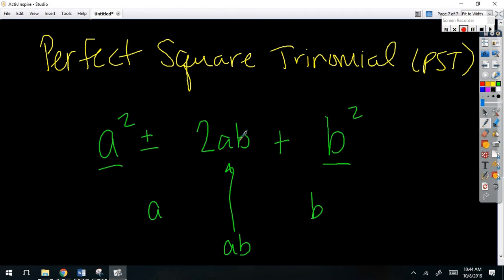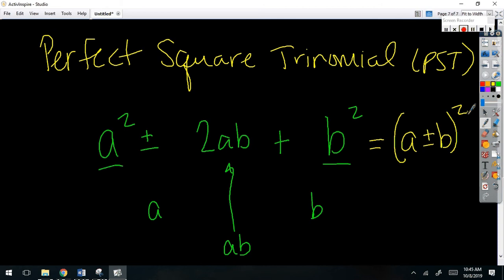Okay, anyway. If it follows that pattern, then we know that it factors how? What does it look like once you factor? A plus or minus. That's right.